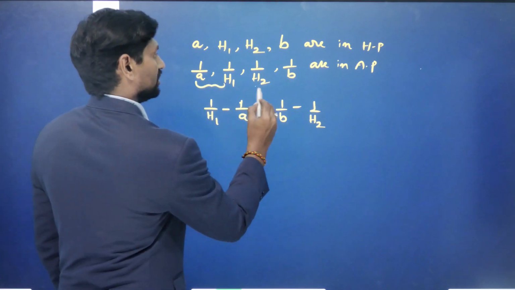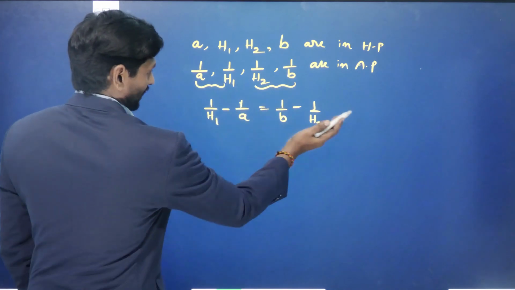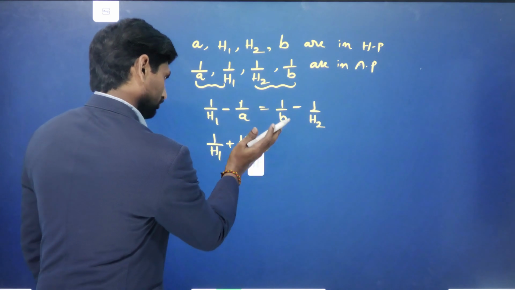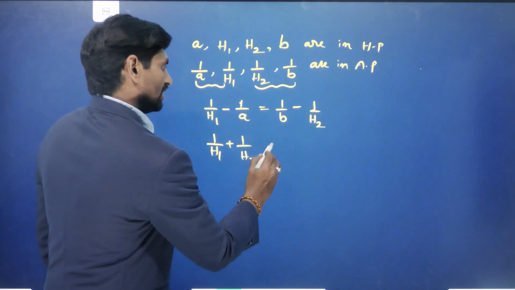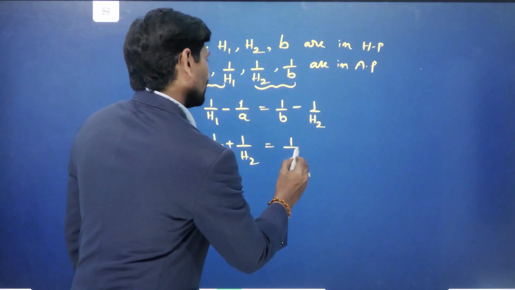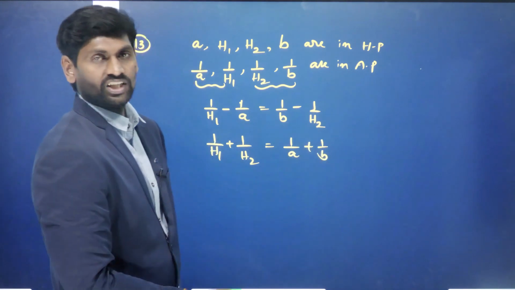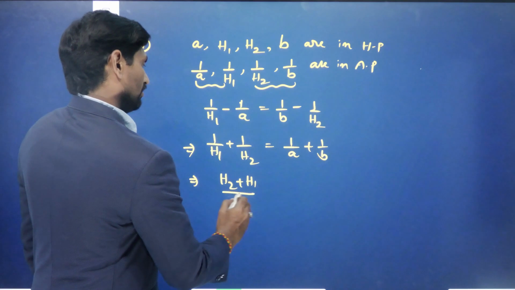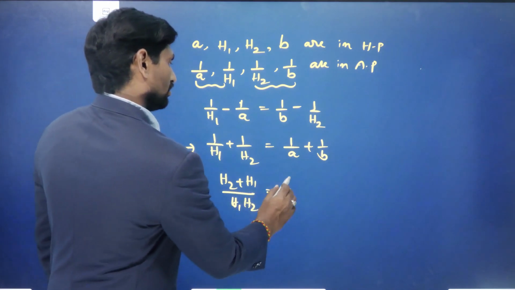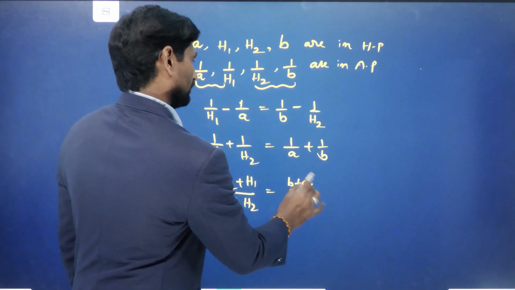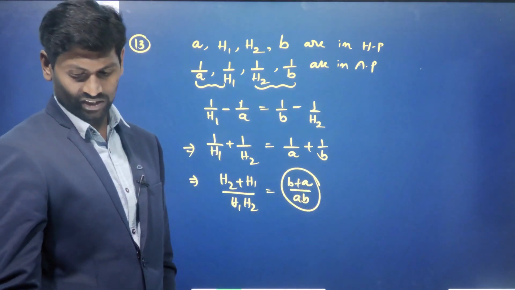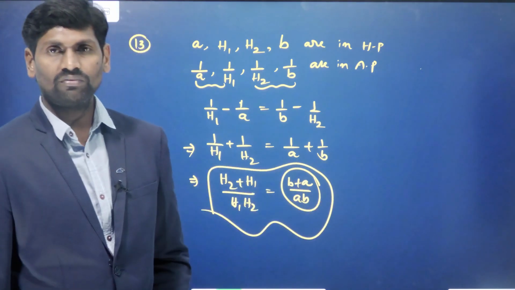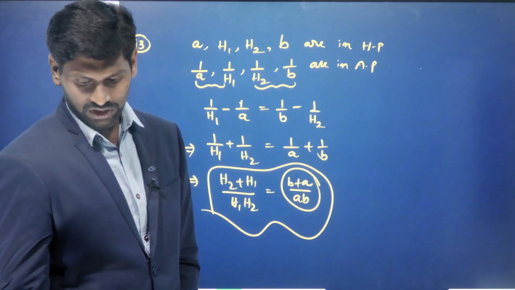These two differences and these two differences are both the same. Minus 1 by H2, bring this side, it will be plus 1 by H2. And that is equal to, when you transpose minus 1 by A, plus 1 by A plus 1 by B. Simplify these, do LCM. H2 plus H1 by H1 H2 equals B plus A by AB, or A plus B by AB, anything is same. That is our required answer. They are asking about this only. Okay, now let us go to the next problem.